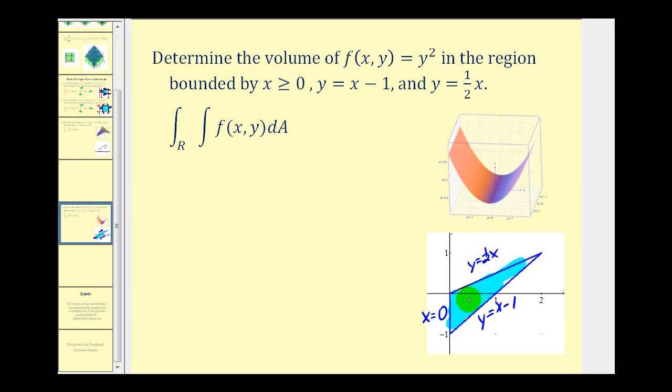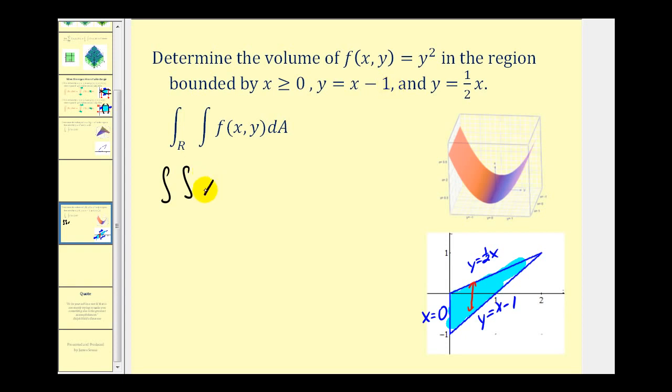So looking at this region here, we need to decide whether we're going to integrate with respect to y first or with respect to x first. This region is bounded above and below by these two functions in terms of x. If we take a look from the left to the right, it actually changes. From left to right, it's bounded by these two lines, and then once we drop below the x-axis, it's bounded by this line and x equals 0. So since this entire region is bounded vertically by two functions in terms of x, we'll integrate with respect to y first, and then with respect to x. So let's go ahead and set this up.